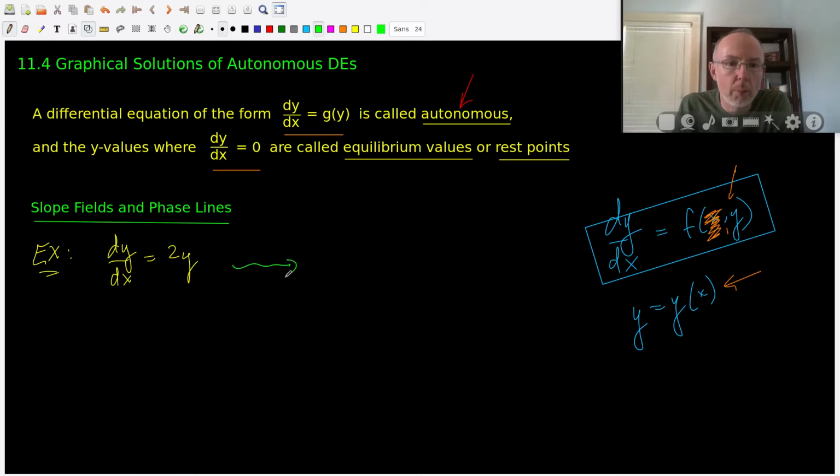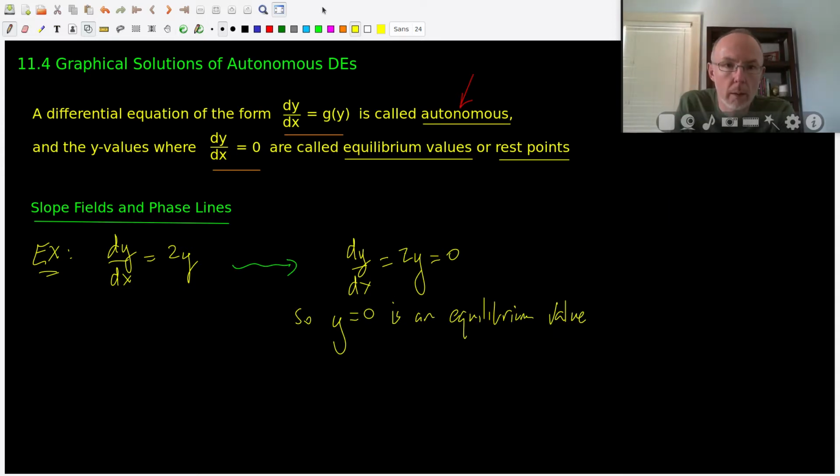So for this example here, the derivative is equal to 0 when y is equal to 0, right? Because dy/dx is equal to 2y, and that's 0, and that tells us that y equals 0 is an equilibrium value. And think about why that might be an equilibrium value. If y is equal to 0, then the rate of change of y is 0, so y is not changing, so y stays 0, right? And so that's what I mean by an equilibrium value, or possibly a rest point.